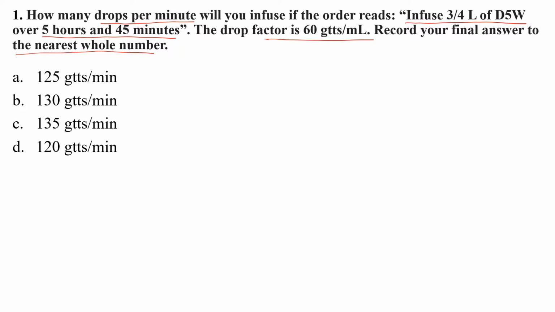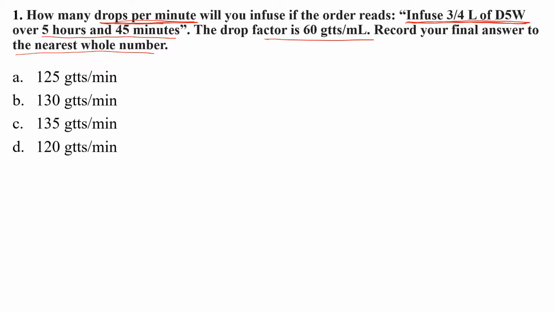Options given: option A 125 drops per minute, option B 130 drops per minute, option C 135 drops per minute, option D 120 drops per minute. Here in this question we have to calculate the drops per minute, and the question is a little bit twisted because it's given 3/4 of 1 liter and the time is given 5 hours 45 minutes and the drop factor is given 60 drops per ml.